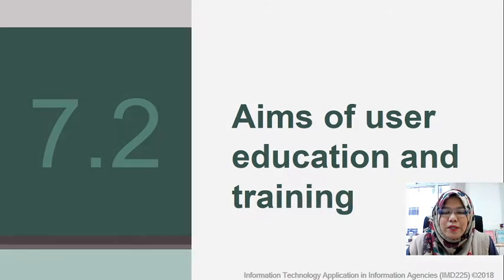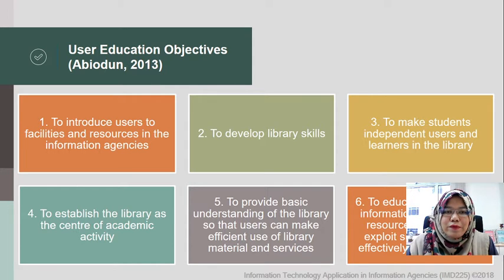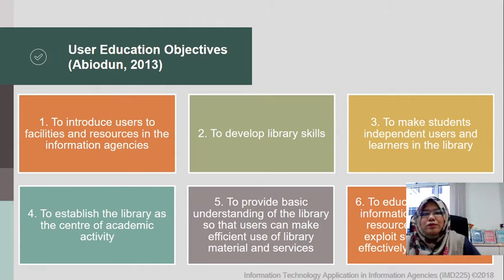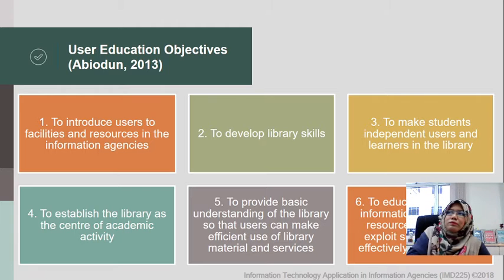Next is the aim of user education and training. Okay, the aims of user education and training, or what we know as the objectives of user education, is to introduce users to facilities and resources in information agencies. So we want users to know what kind of facilities and resources are provided by the organization itself, known as information agencies. Okay, and then to develop library skills, they know how to read, how the library manages their collection, how the library assists the user to find their own materials and so on.